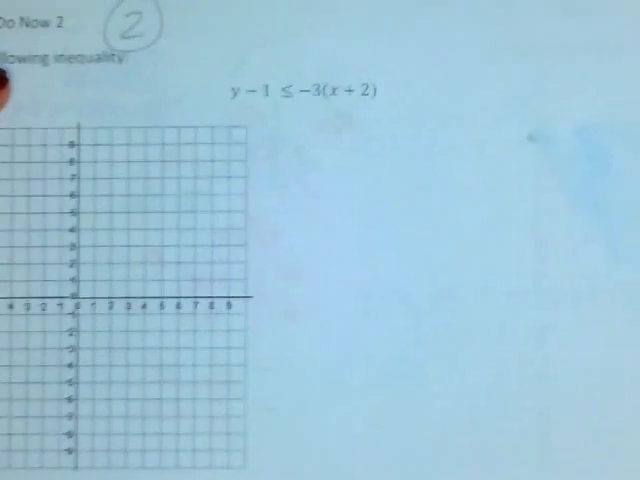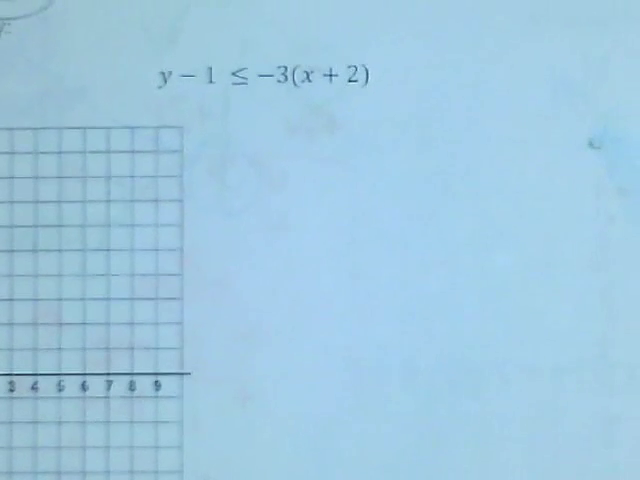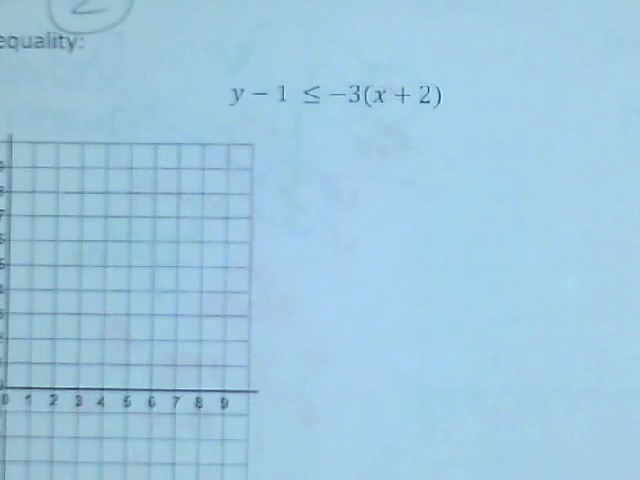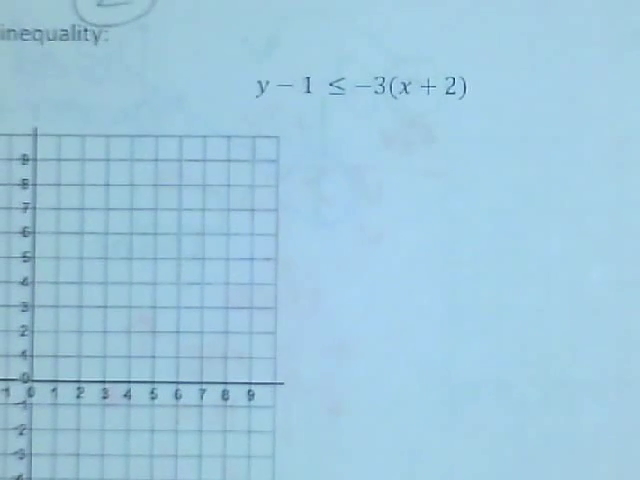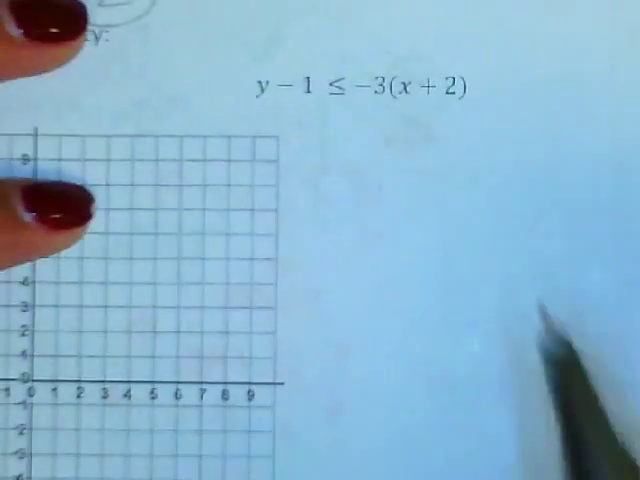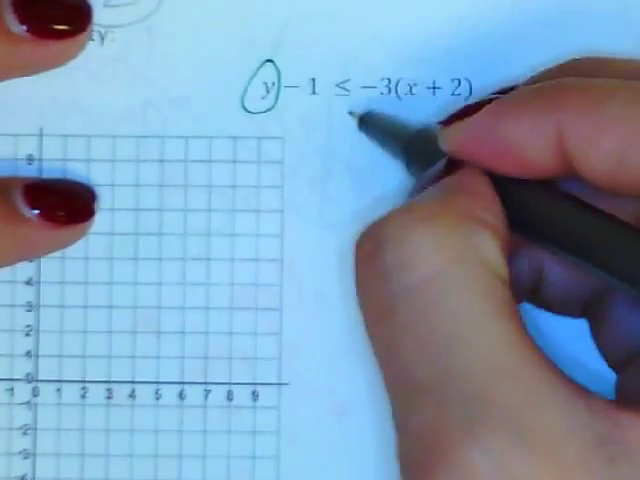Alright, for Do Now number 2 that we did in class, you will see something like this on the test. It also says that we have to graph this inequality by hand. So I see this, and I said if I want to do it by hand, then I have to have it in slope-intercept form, in other words, y equals mx plus b. So I need to solve for y.